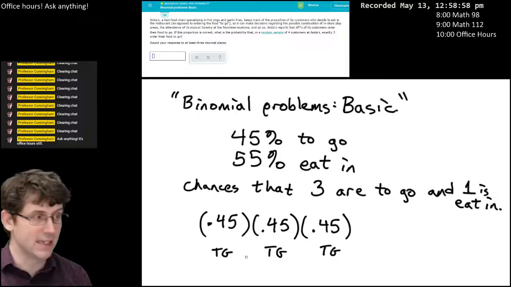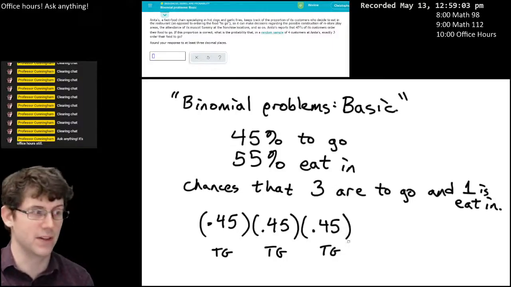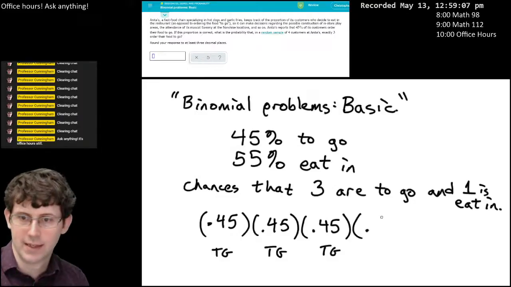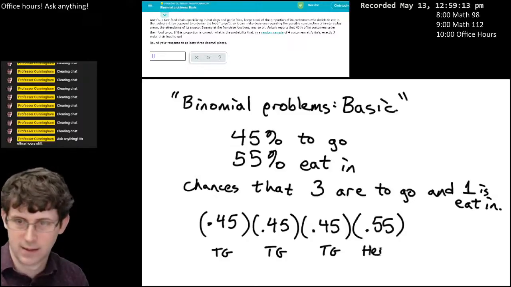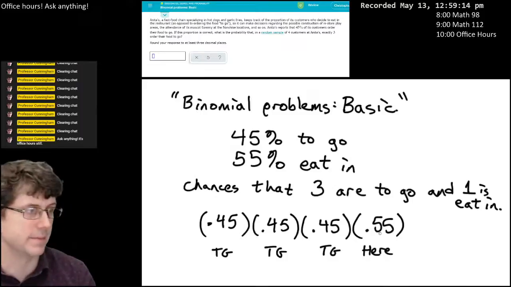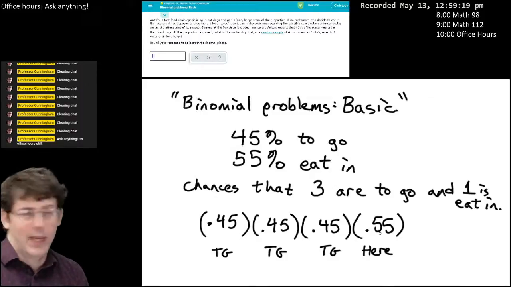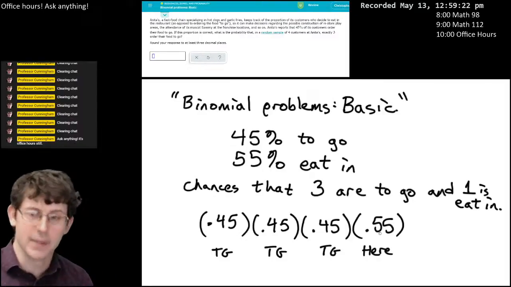So the probability of getting 3 to goes in a row is 45% three times in a row, multiplying the probabilities together. And then to get an eat in at the end is 55%. So, okay, I can multiply these together. Where did the binomial coefficients come in?